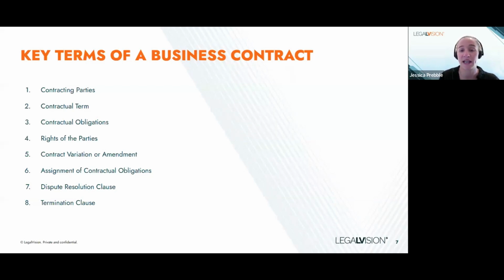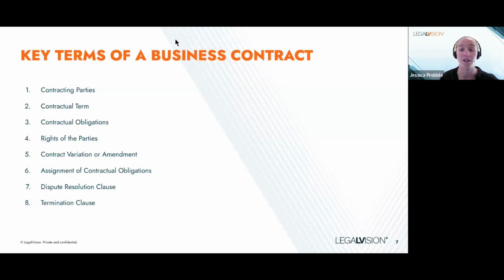Fourthly, we would set out the rights of the parties. Now, although contracting parties are taking on obligations under a business contract, they are also entitled to receive certain rights and benefits. For example, if you enter into a contract to supply goods, you have a contractual right to payment in the manner specified in the contract.